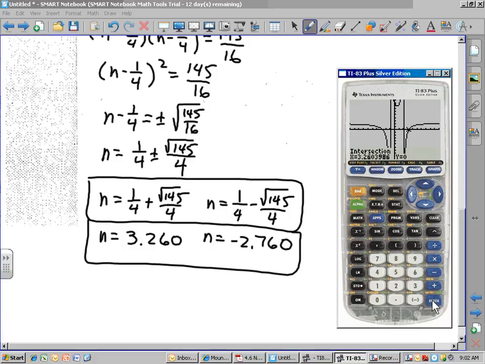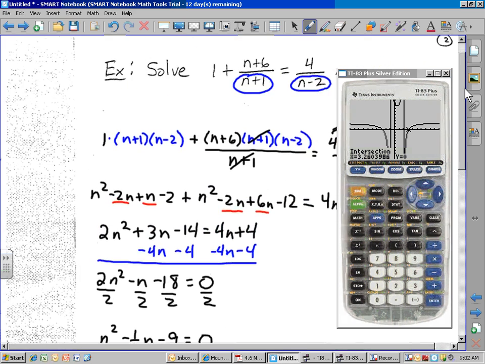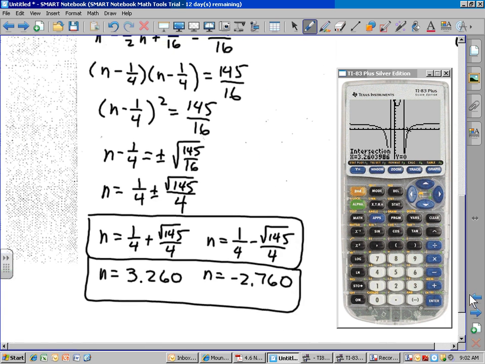Again, we can check to see which ones would work and which ones wouldn't work. If we go back up to the original, what wouldn't work here is n cannot be negative 1, or 2, since that would give us a 0. Neither of those are affected by our solution. We didn't get negative 1 or 2 for the solution, so all of our solutions work here. Both answers are correct.